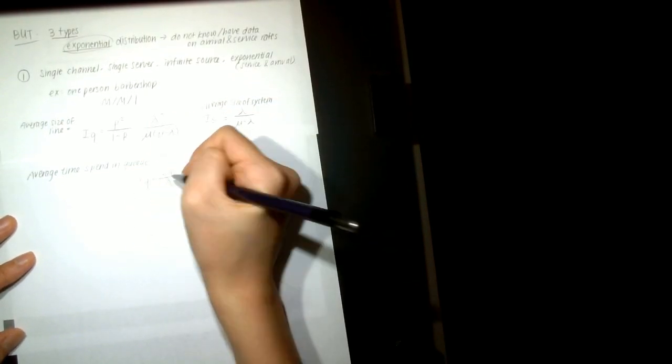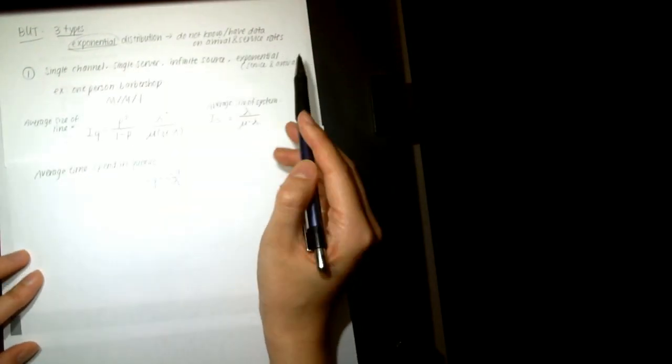And so again, for this first type here, the average time spent, so the average time that you would spend in the queuing the line would be, according to the Little's law, that formula there. So that summarizes the first type. So again, it's a single channel, single server, exponential service times.